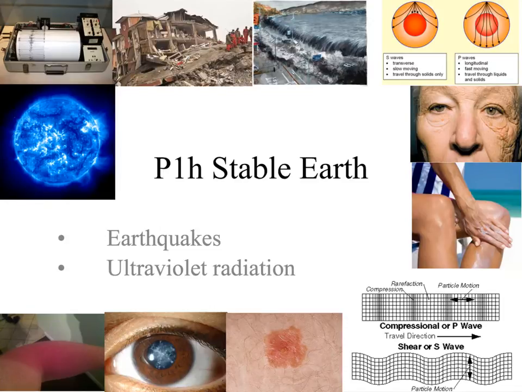This is GCSE Physics revision for the OCR Gateway specification, and we're looking at section P1H, Unit 1, Section H, Stable Earth. In this section we'll cover earthquakes and ultraviolet radiation.